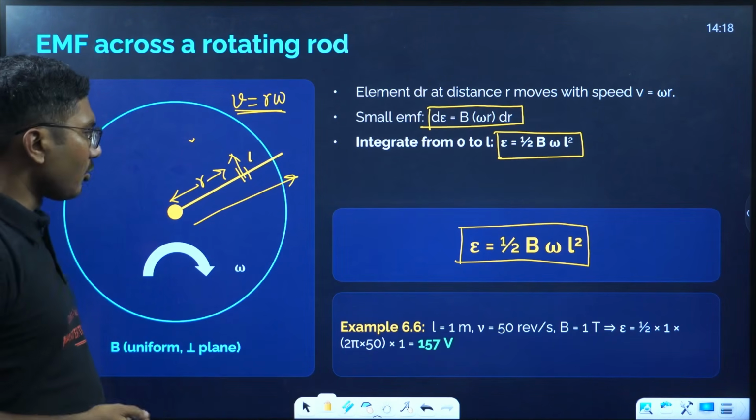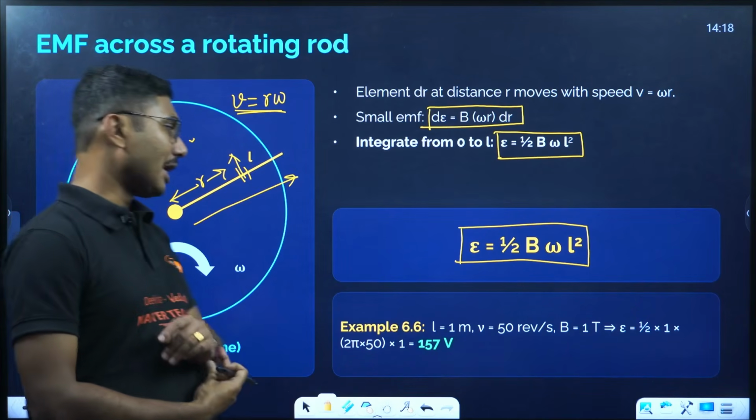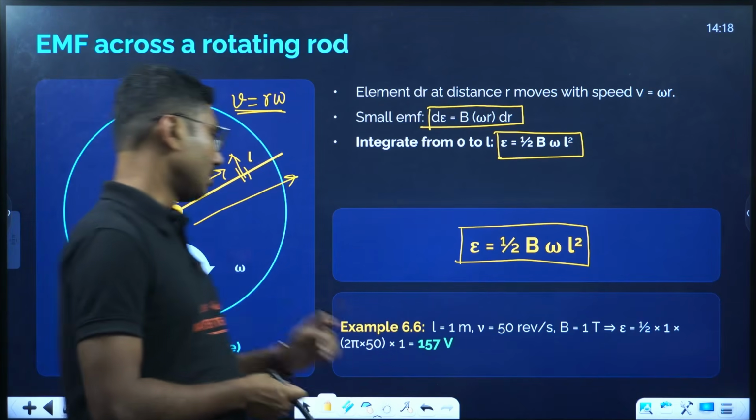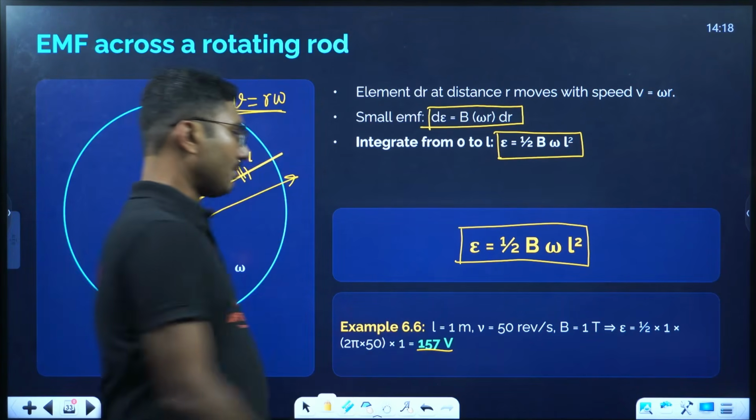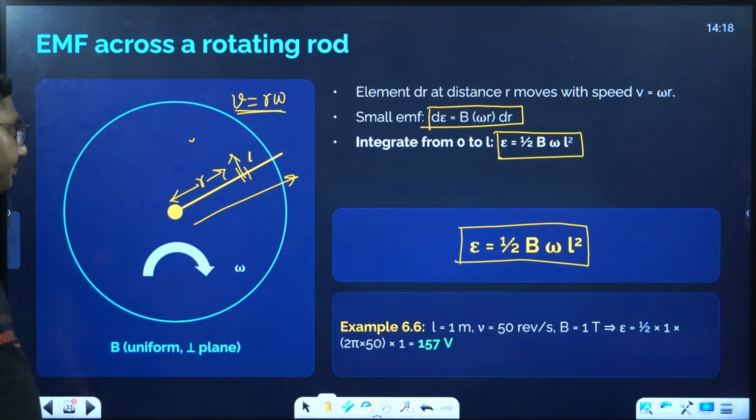There is one small example. The values of B, L and omega are given. You are being asked to find the induced EMF, which will come out to be 157 volt. This is from your textbook, by the way.